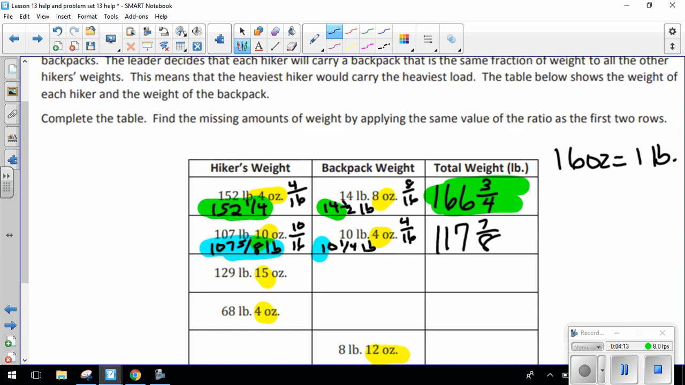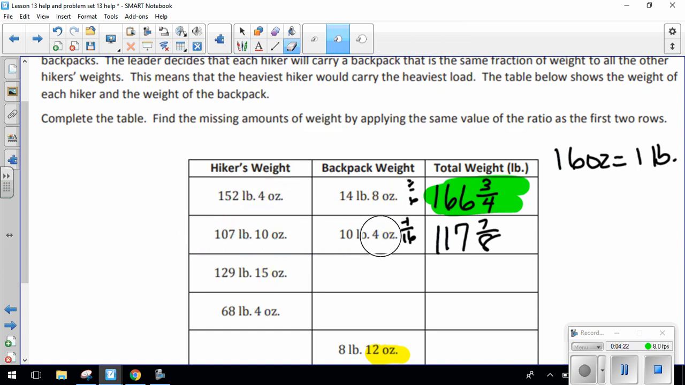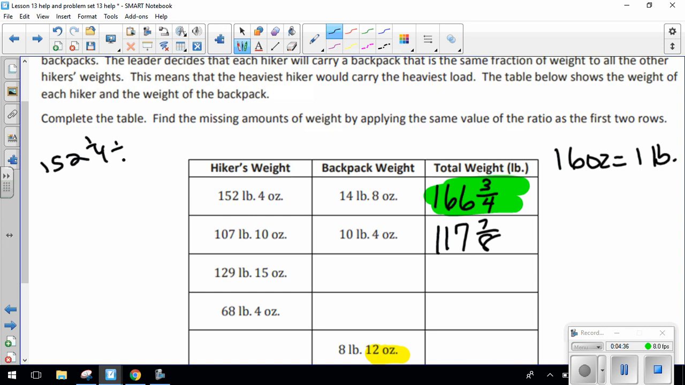Before I go any farther, I'm going to delete some of the highlight stuff here so I could point a couple of things out to you. I wanted to find the relationship between hiker weight and backpack weight. So in my calculator I took 152 1/4 and I divided it by 14 1/2. I took this weight and divided it because I want to know how many times heavier. I just want to find the common factor. I want to see what I'm dividing by. When I did that, I got an answer of 10.5.